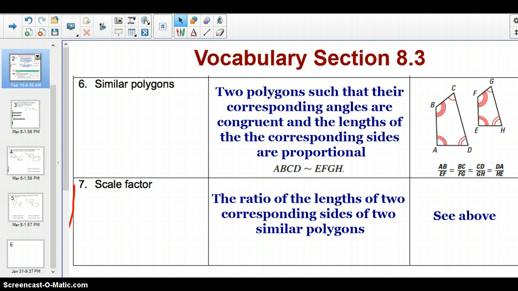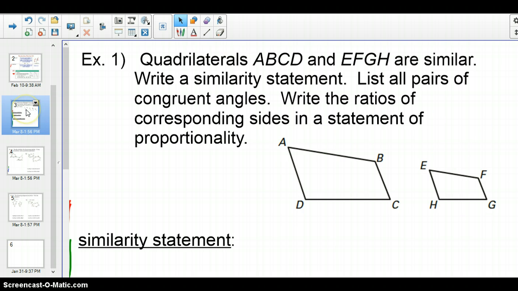A scale factor is just the ratio of those corresponding lengths to the sides of the similar polygons, and we'll talk about that. Let's look at this first example. Quadrilaterals ABCD and EFGH are similar. They tell you that they are. First, they want you to write a similarity statement and then list all the pairs of congruent angles. Then, write the ratios of the corresponding sides.